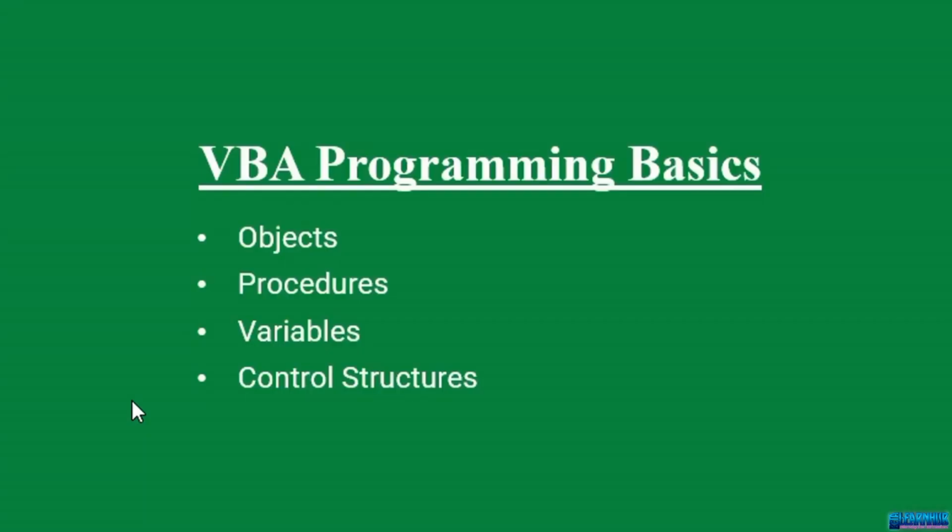The second one is procedures. Procedures are blocks of code that perform specific tasks. In VBA, there are two main types of procedures, which are sub-procedures and function procedures. Sub-procedures do not return a value, while function procedures return a value.